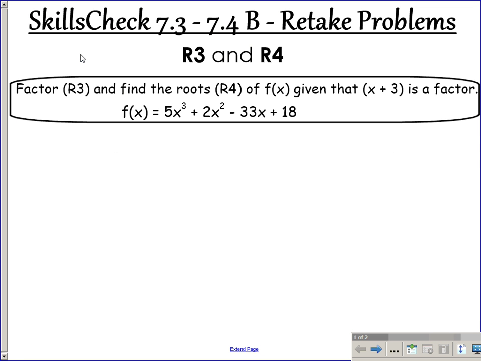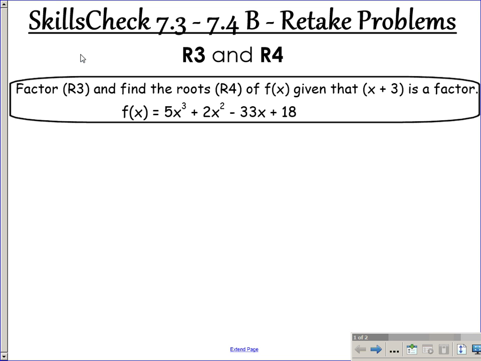Going to walk you through how to do questions like R3 and R4 on your skills check 7.3, 7.4. I'm going to work through both of them together because they're very similar in style, and chances are if you got 7.3 wrong or didn't know how to do it, you probably didn't know how to do 7.4 either. So the setup and the method to solving is going to be the same. R4 just takes it an extra step.